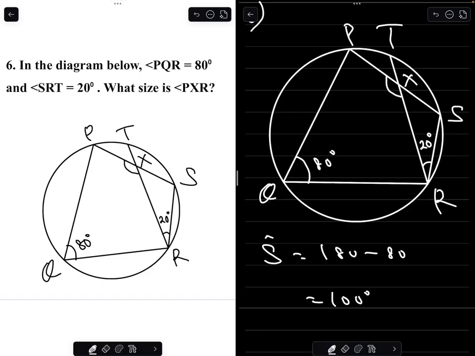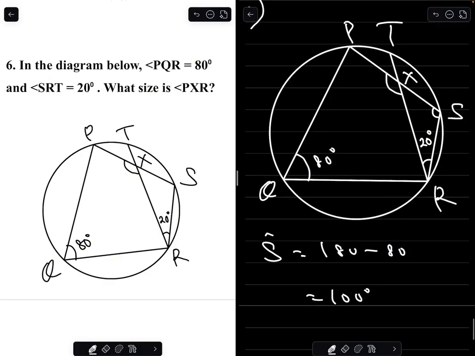If this angle is 100 degrees, then angle PXR, which is this angle, is going to be 100 plus 20. And the reason for that is exterior angle of a triangle is equal to the sum of opposite interior angles.